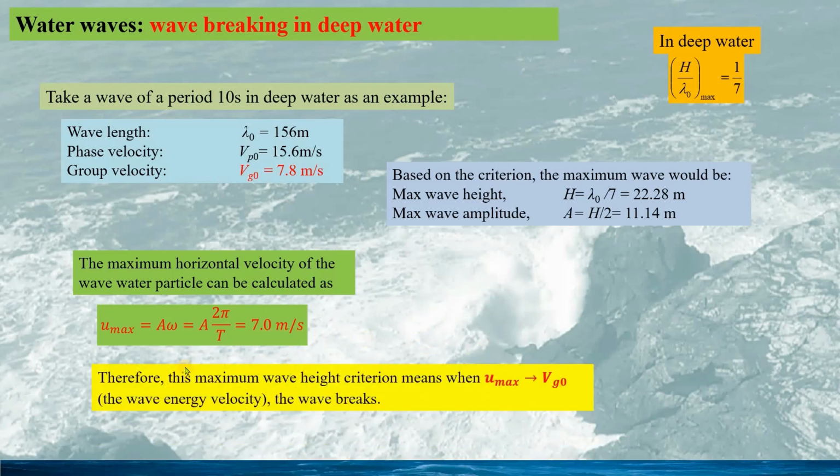So if we compare U max to the group velocity Vg0, we can see the wave breaking criterion in deep water means when the maximum particle velocity U max approaches the energy transfer velocity Vg0, the wave breaks.